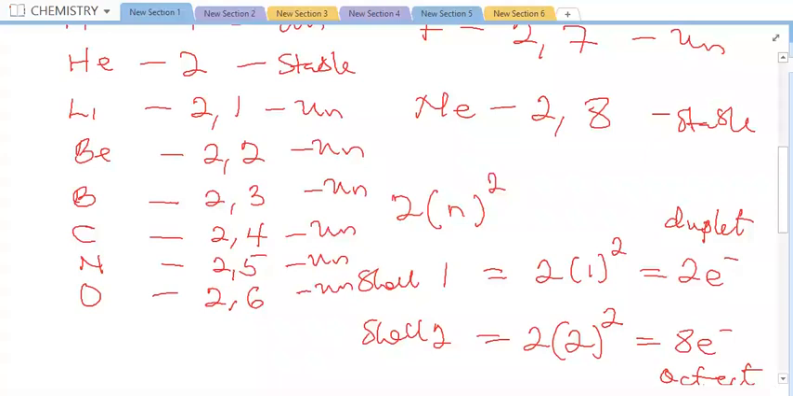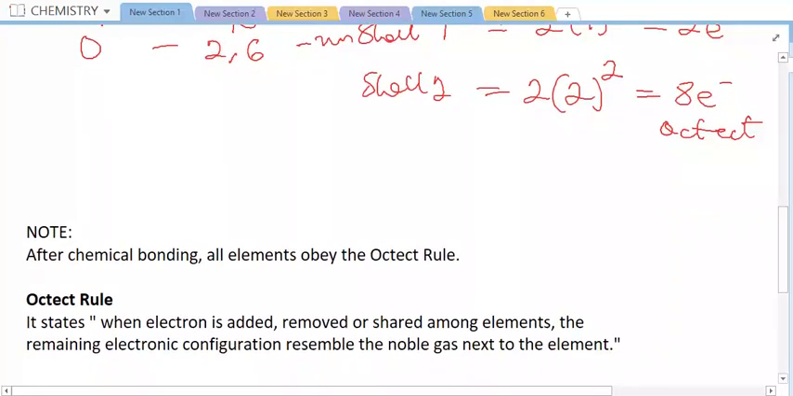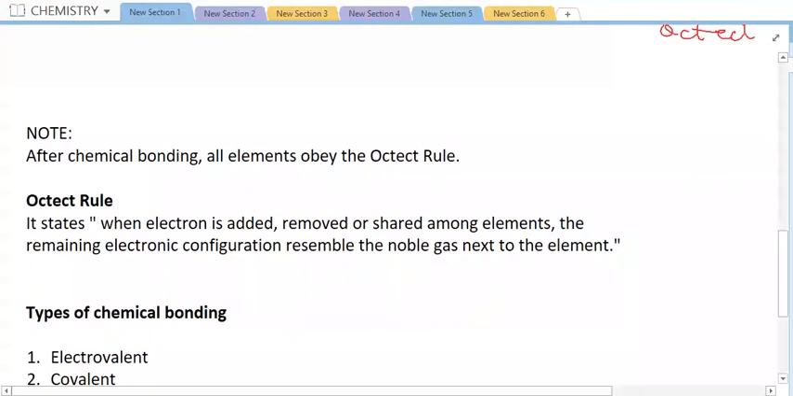So immediately an element combines with another element, what happens is called chemical bonding. And immediately that happens, that element attains a stable structure. And when it attains a stable structure, it is said to have obeyed the octet rule. And what does the octet rule say? The octet rule states that when electrons are added, removed, or shared among elements, the remaining electronic configuration resembles the noble gas next to the element.